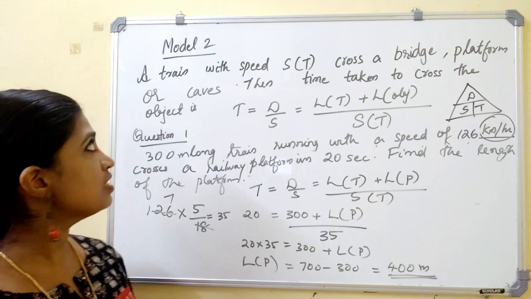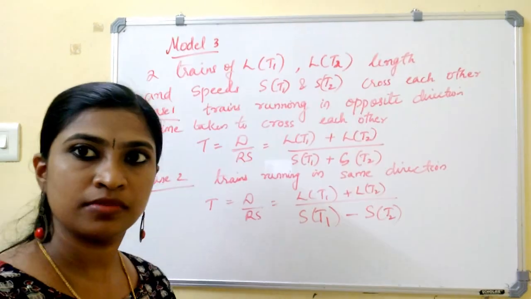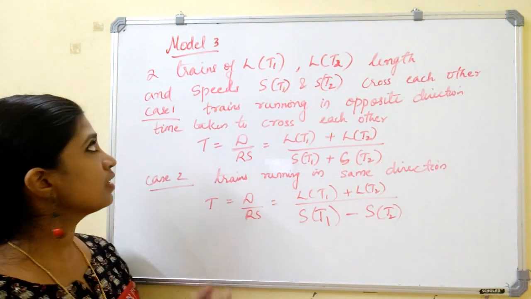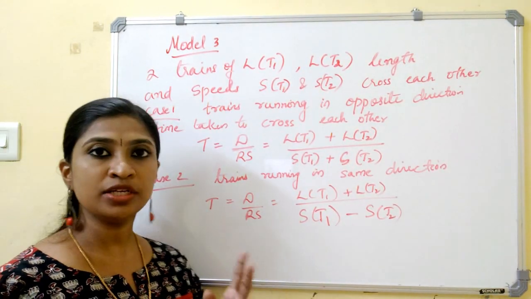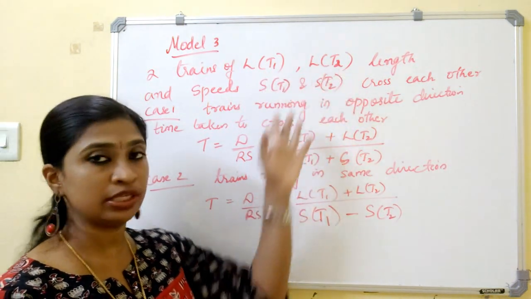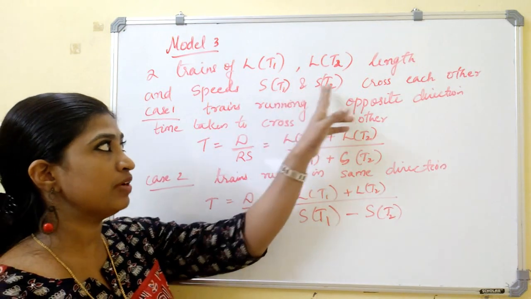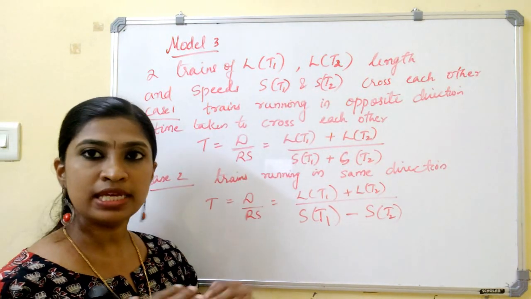So, we have covered the second model problem also. Now, we can move on to the third. This is the third model problem. Here, we will be considering two trains. The length of first train is L of T1 and L of T2 is the length of second train, and they are running with two speeds, S of T1 and S of T2, and they are crossing each other.